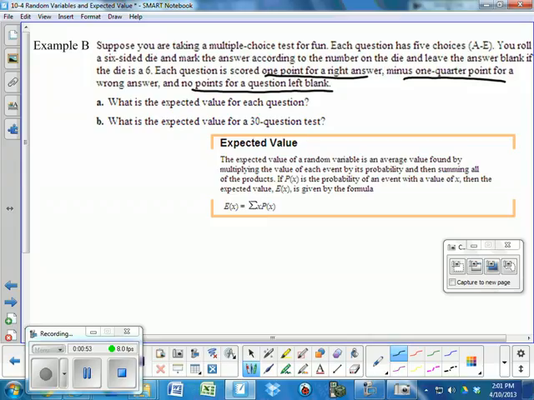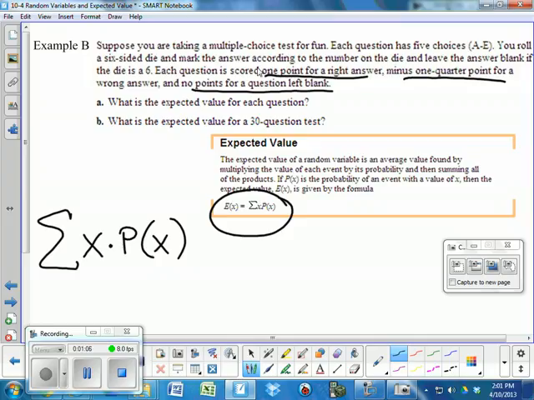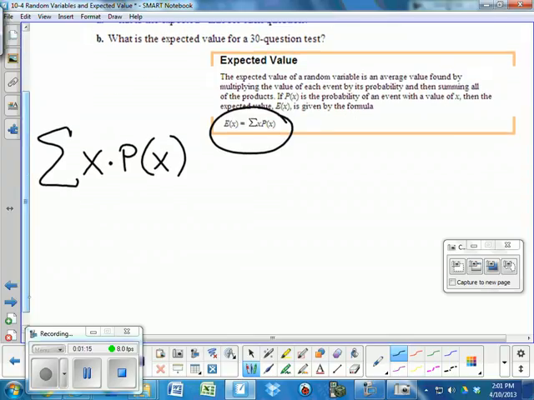they want the expected value of each question, and to do that, here's expected value. The formula is to take the sum of each x times p of x. And I'm going to explain what both of those little parts mean. Do we know what sum means? Yes. Okay. Sum means to add. And we're going to add 3 things here. We're going to find the sum of something times something plus something times something plus something times something else.